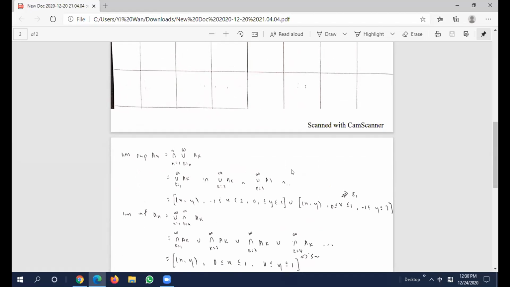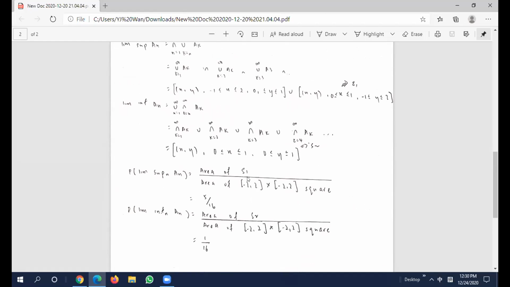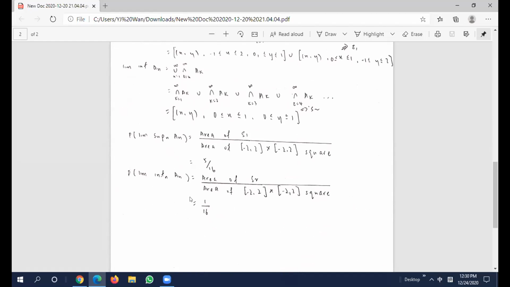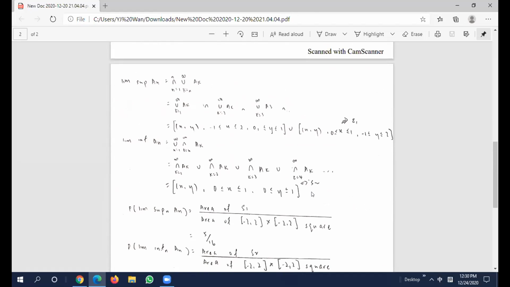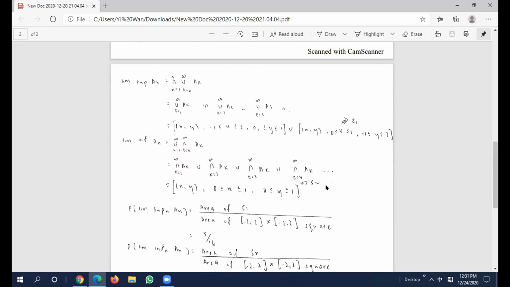So when we are looking for the probability of lim sup a_n, I call this region S1. It's basically the area of S1 over the area of the 4 times 4 square. So I'm getting the value of 5/16. While for the probability of lim inf a_n, it's basically the area of S2 over the area of the 4 times 4 square. So I'm getting 1/16. Okay, very good. So the problem becomes easy when you understand the geometry, right? Yeah.